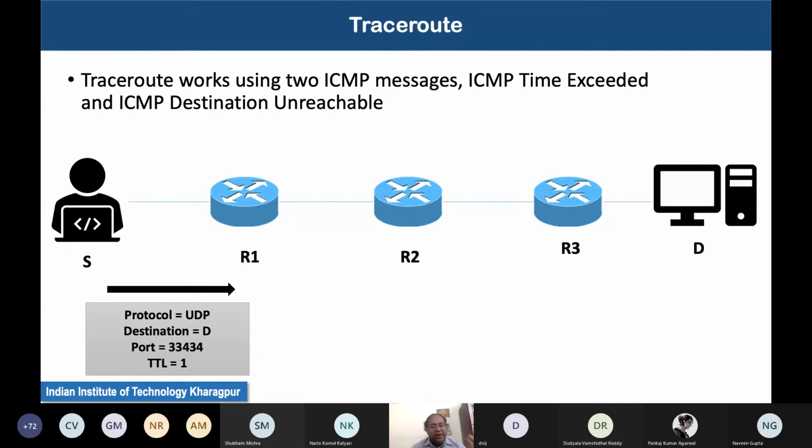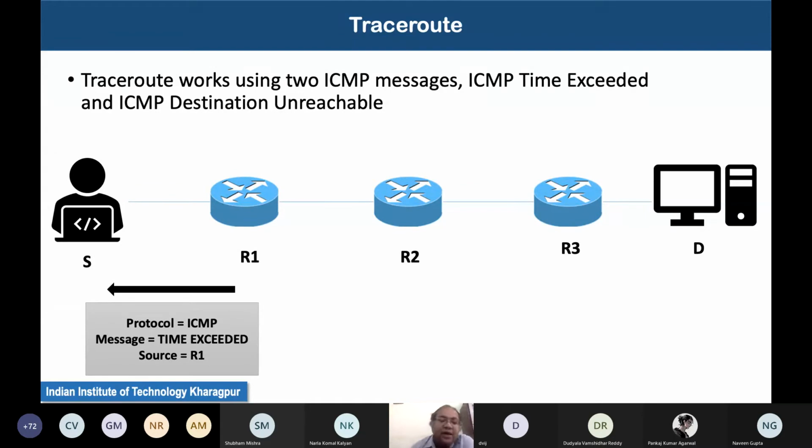So with TTL 1, the packet will reach R1. At R1, it will drop the packet, and when it drops the packet, it will send an ICMP packet with the message time exceeded. Time exceeded means the TTL has reached 0, and when it sends that ICMP time exceeded message, it mentions its source IP, and that IP is your first hop IP.